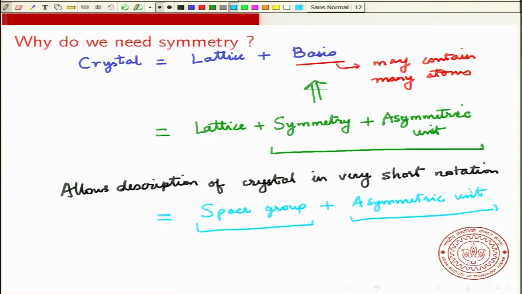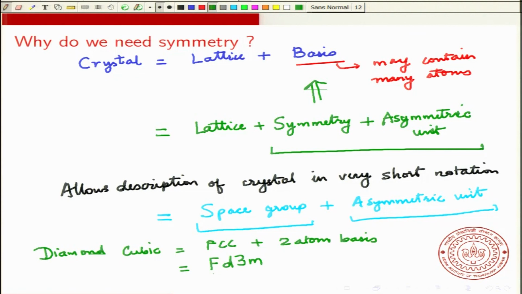For example, we saw the diamond cubic as FCC plus a 2 atom basis. And what we will see is that this is a space group. I will just write the name; we will discuss these names a little later.